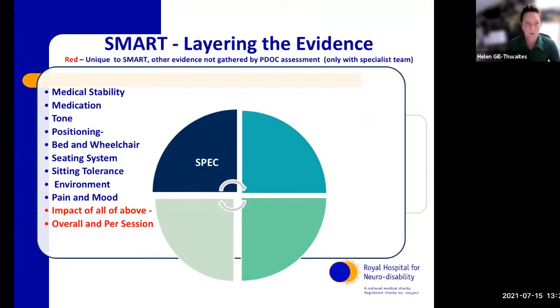Look at positioning and wheelchair seating systems as well, and look at their sitting tolerance. The number of times Karen and I will go to a case, and the patient basically spends a lot of the time in bed. And we need to look at that, because if they can't get out of bed, they're not exposed to the environment. And we'll look at the environment and see where they are going to during their day, how many different environments they are in. We'll also look at pain and mood.